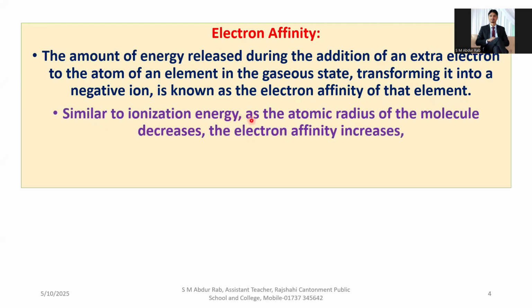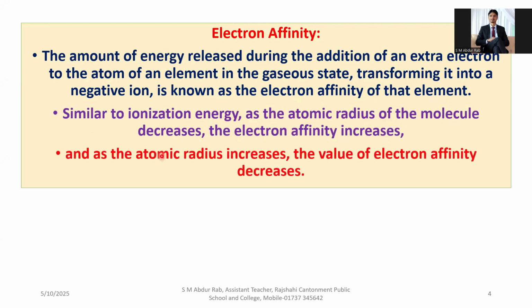similar to ionization energy, as the atomic radius decreases, the electron affinity increases. So this is the reverse of atomic radius. And as the atomic radius increases, the value of electron affinity decreases, because with the decrease of atomic radius, the nucleus feels more attractive force on the outer shell. So the outer shell comes closer, and it is very easy to accept electrons, and electron affinity increases from left to right in a period.